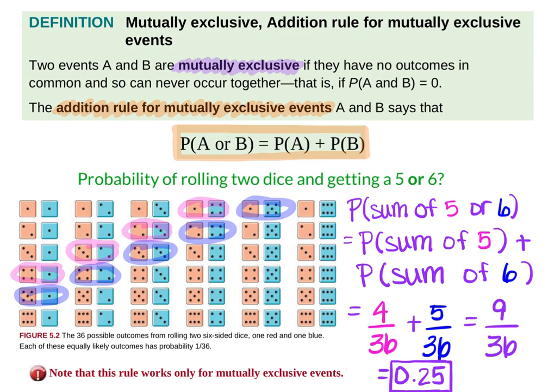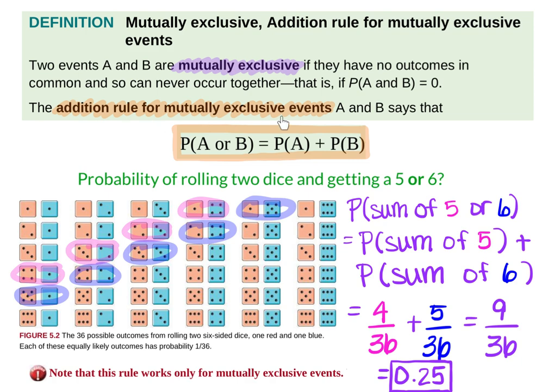Another rule that's pretty useful has to do with things being mutually exclusive. If 2 events A and B are mutually exclusive, that means that they have no outcomes in common. They cannot exist at the same time. That is, P(A and B) is equal to 0. If A and B don't happen together, the likelihood that they will is 0%.